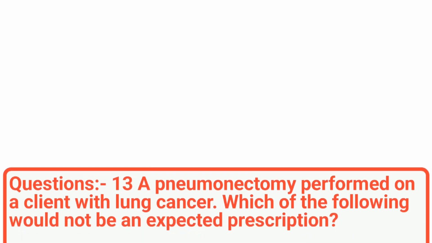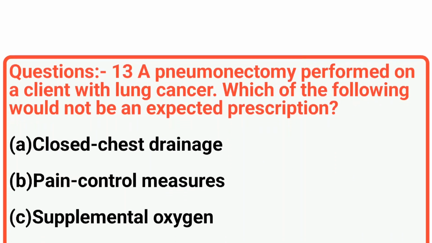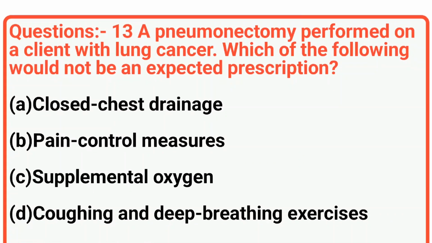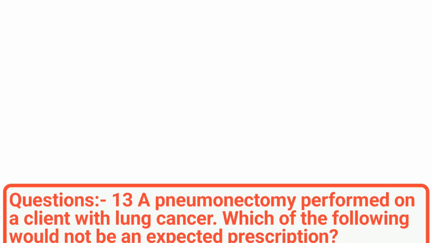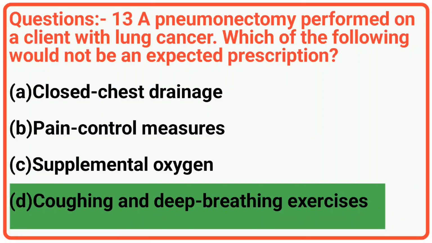Question 13. A pneumonectomy is performed on a client with lung cancer. Which of the following would not be an expected prescription? A. Closed chest drainage. B. Pain control measures. C. Supplemental oxygen. D. Coughing and deep breathing exercises. Right answer is D. Coughing and deep breathing exercises.